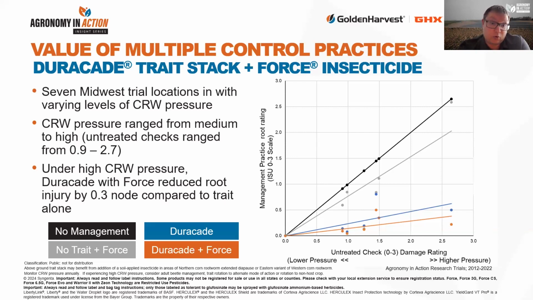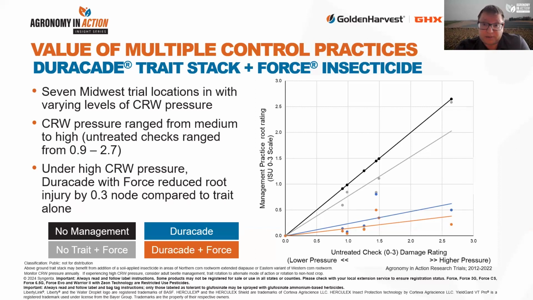And you can see we had anywhere from just under a node of feeding with no control, the whole way to 2.7 nodes. So we got a nice range of pressure. And then those other colored lines correspond to the legend there at the lower left. That gray line is showing us the reduction in feeding when we had no trait, but we used 4,6,5G soil applied insecticide. And then the blue line that jumps down quite a bit, that's across all those environments where we didn't use an insecticide, but we used hybrids with the Duracade trait stack. And then finally, the orange line is where we actually used both soil applied insecticide and Duracade.